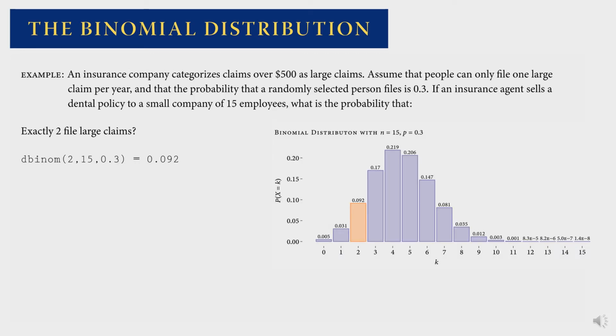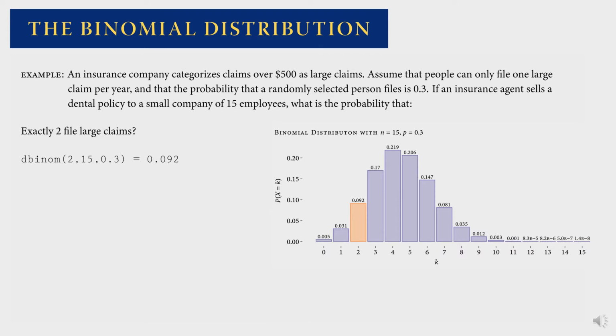Here's an example. An insurance company sells a policy, and now they want to know the probabilities of certain amounts of claims. We have 15 employees, and we're going to assume that they file large dental claims independently of each other. And the probability that any one of them files a claim is 0.3. We can model this as a binomial distribution with n equals 15 and p equals 0.3.